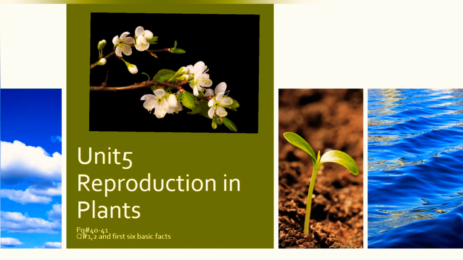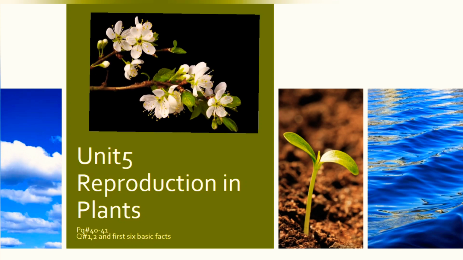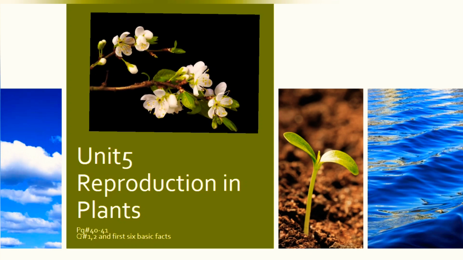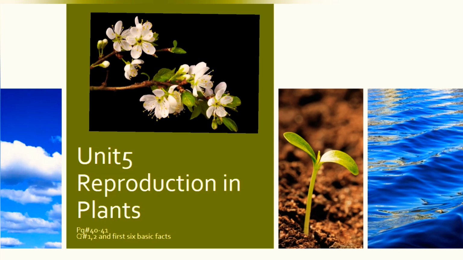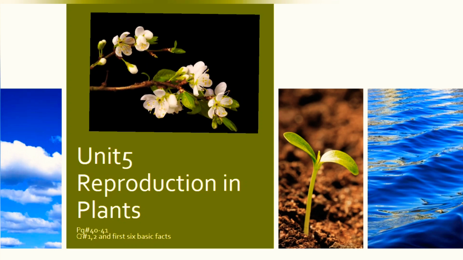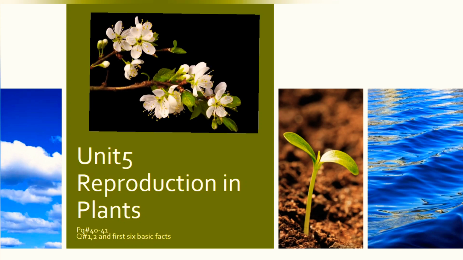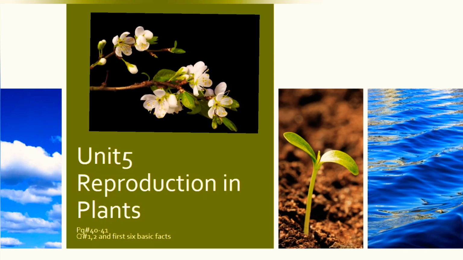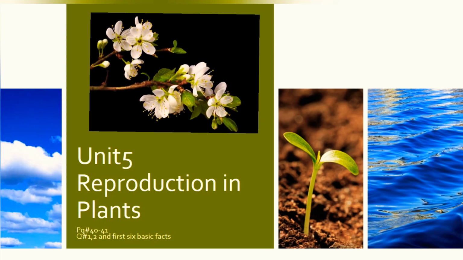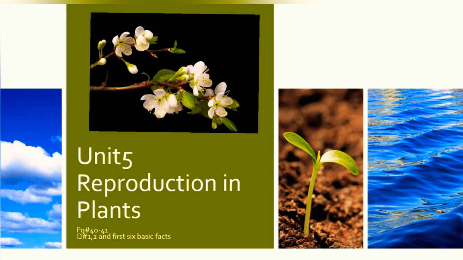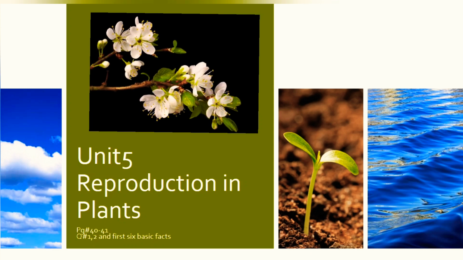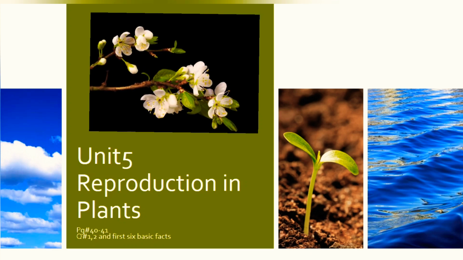Today we are starting unit number 5, reproduction in plants, from your science book Oxford Secondary Science 2. Today we will read page number 40 and 41 and we will do question number 1 and 2, and you have to learn the first 6 basic facts which are on page number 42. Okay?